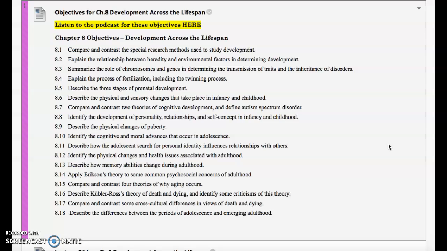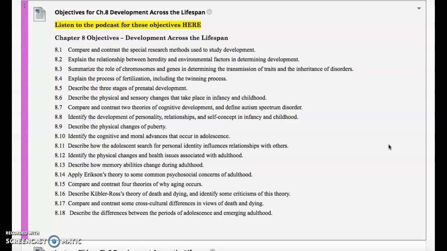Then we'll move into the development of personality, relationships, and self-concept. How does an infant and child see themselves, and how do they see themselves in relationship to others? And so that's a big kind of concept, and that carries with them then through the changes of puberty. There's different physical changes that happen during puberty, as well as psychological changes as one becomes more aware of themselves as an individual. So we'll be kind of comparing and contrasting the childhood version of you and the adolescent version of you.